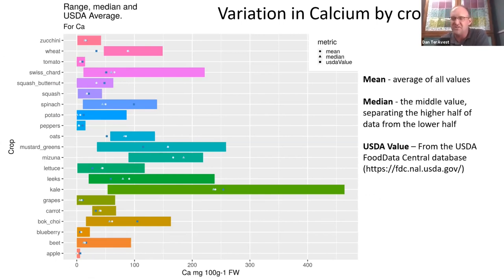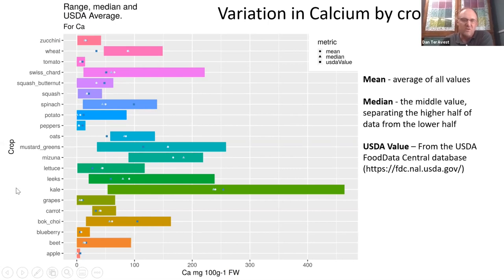For people who aren't familiar, you sort from highest to lowest, and it's the point that's exactly in the middle. That sometimes can be a more accurate way of estimating an average. And then this blue square here, that is the data that is in the USDA Food Data Central database. You can see the website here, that's where that data came from. So now that we got our orientation, we look at this graph, we see that there is a ton of variation in calcium across all of these crops.